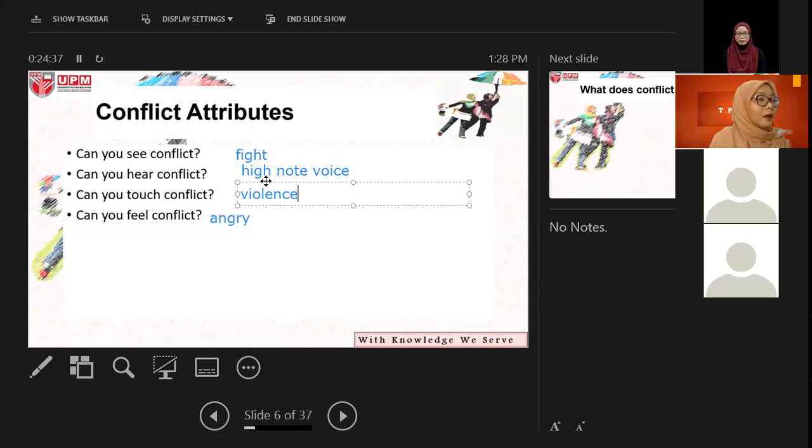Okay, and then can you hear conflict? Yes, we can hear the conflict through the voice. Okay, high note voice, for example. This one later on we will go into detail regarding what are the situations that we can know or detect that there is a conflict. Okay, and then see conflict for sure. Ini yang sama sebenarnya, dia boleh sama dengan violence ni.